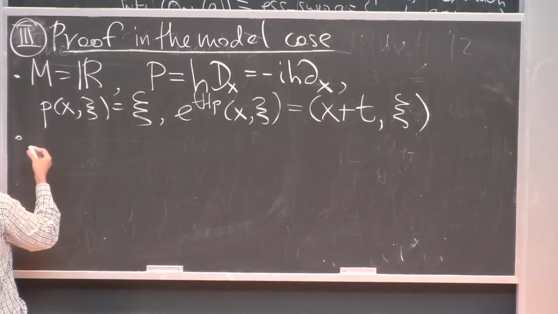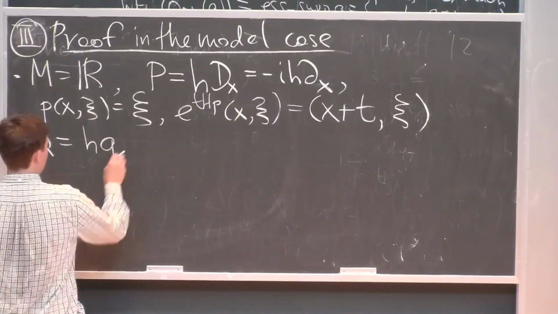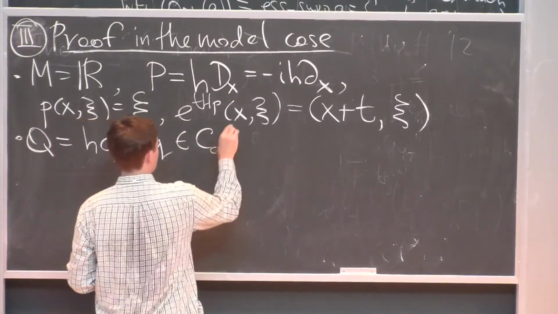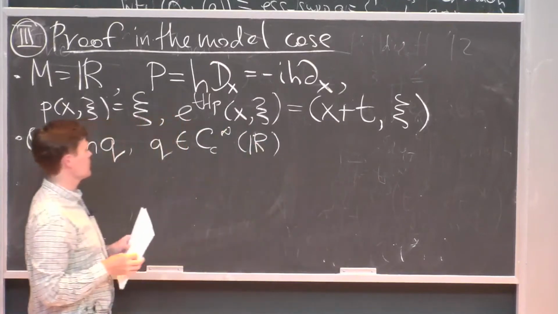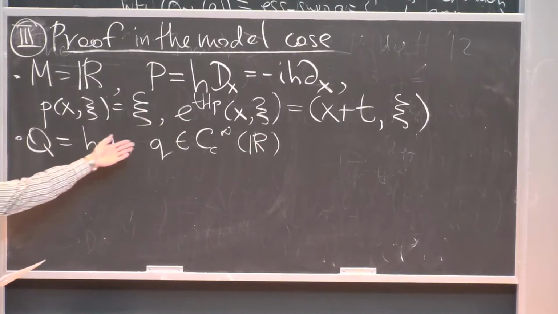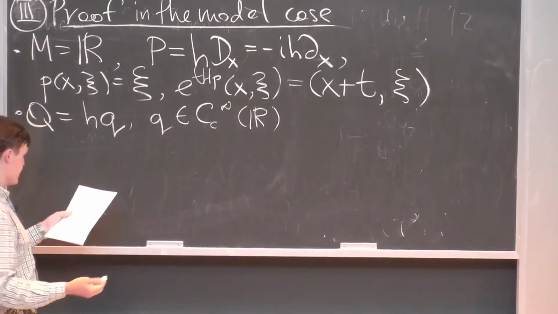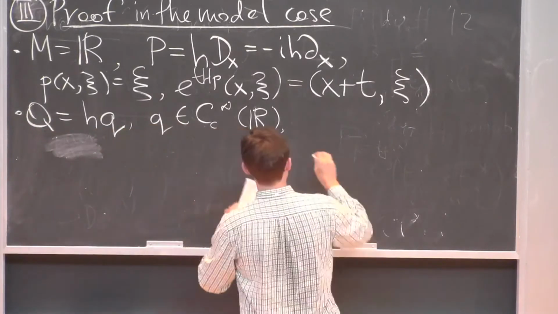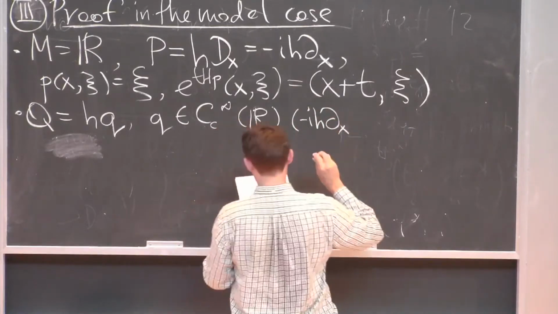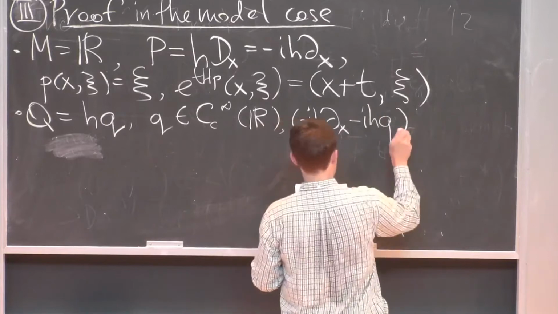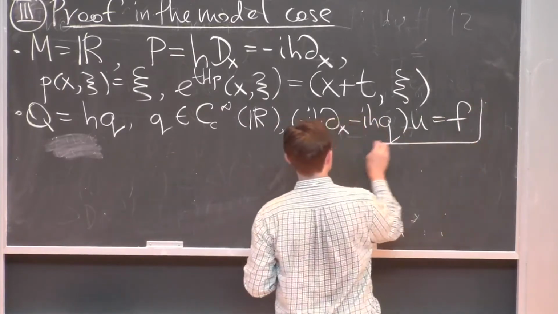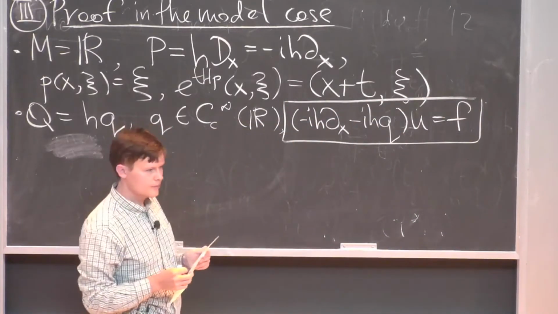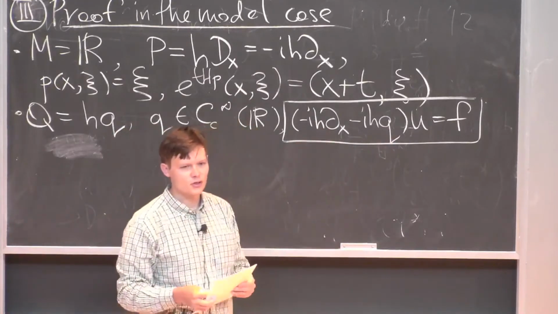Now, I can also introduce a Q, and for me it will be h times a zeroth order operator. Well, what's a natural zeroth order operator? It's a multiplication operator, and for a silly technical reason, I'm going to assume it's a smooth, compactly supported function on R, okay? And so then the equation that we're solving is actually a differential equation. So what we have here, maybe I'll write it here: minus i h partial x u minus i h Q u is equal to f. That's the equation. It's an ODE. A first-order ODE, with this potential just to make it a bit more fun.